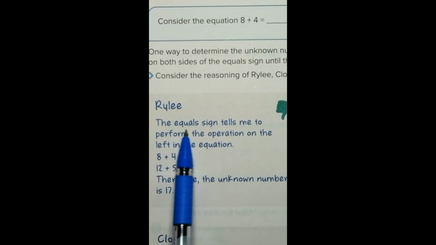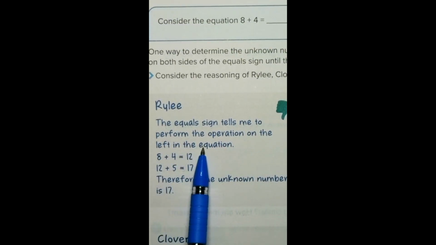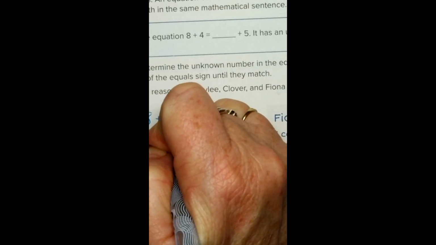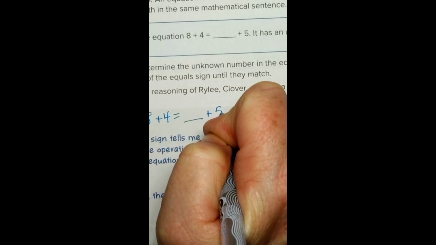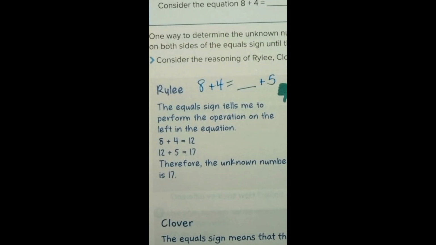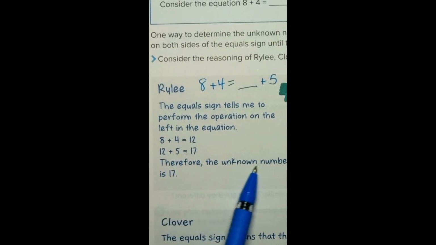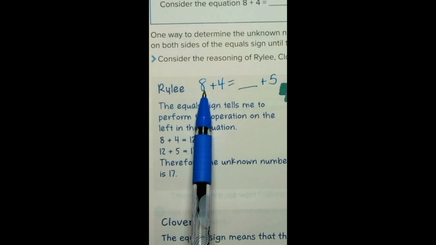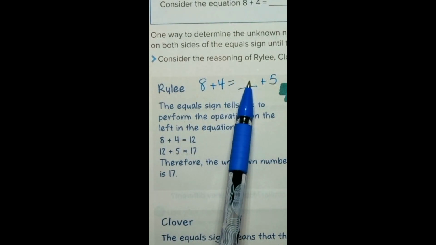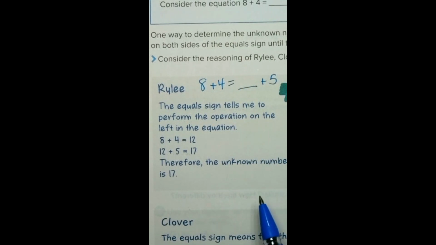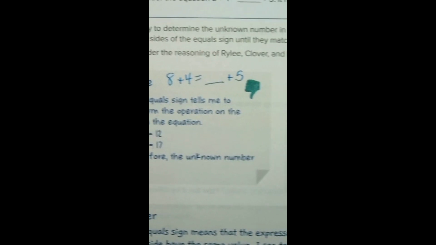Okay, so Riley says, the equal sign tells me to perform the operation on the left in the equation, which is this equation right here. I'll write that down here. 8 plus 4 equals blank plus 5. So Riley did 8 plus 4, and then said 12 plus 5 equals 17, therefore the unknown number is 17. So it looks like Riley took the 12 and put it here, and then added these two and said the unknown number was 17. That's not what this is asking.